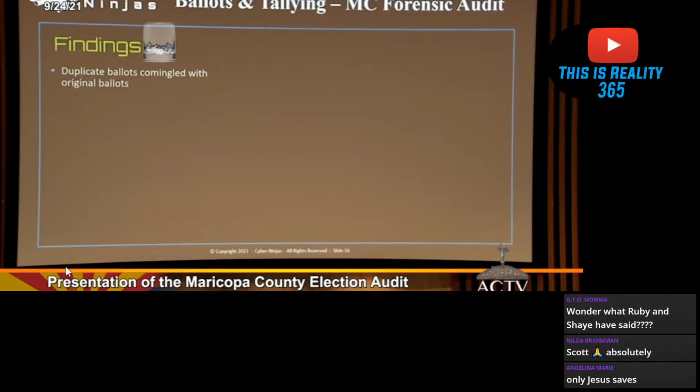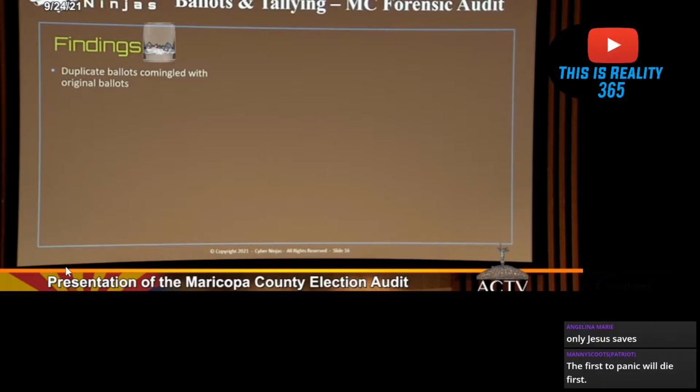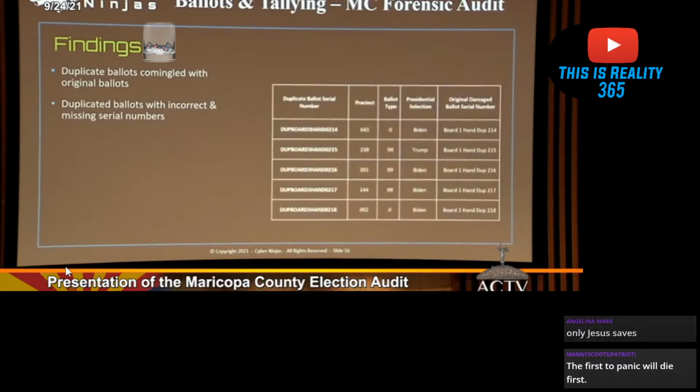So let's talk a little bit about those findings. Our duplicate ballots were commingled with the original ballots, not all of them. There was at least one box where they were, which is something that they're not supposed to do according to the EPM. Duplicate ballots had incorrect and missing serial numbers.